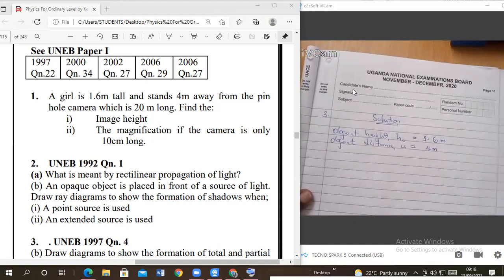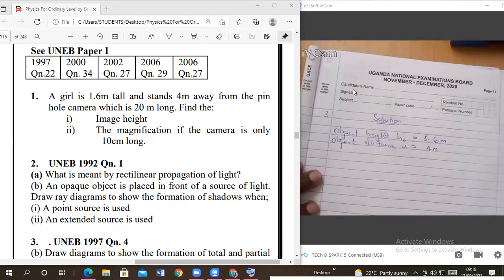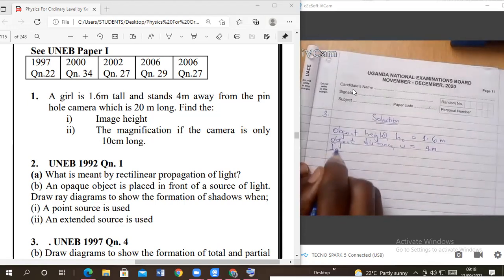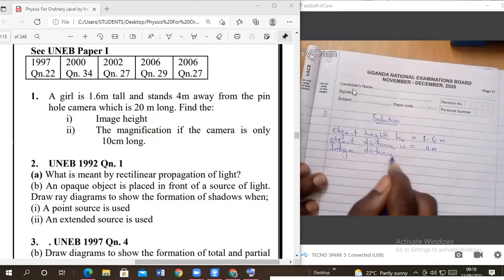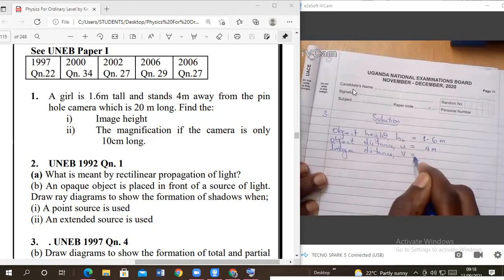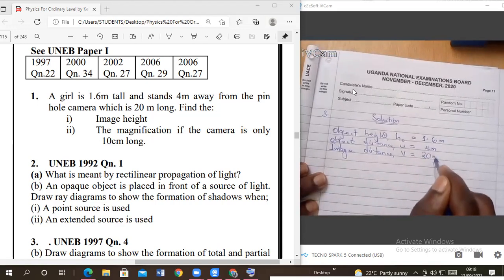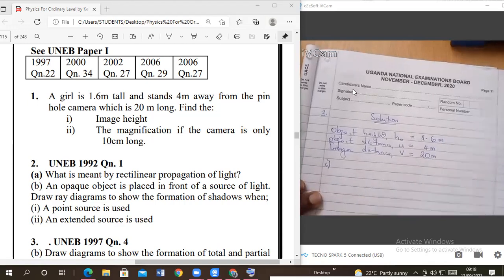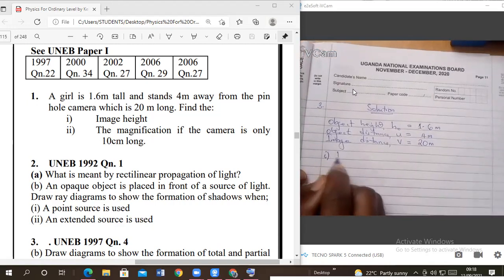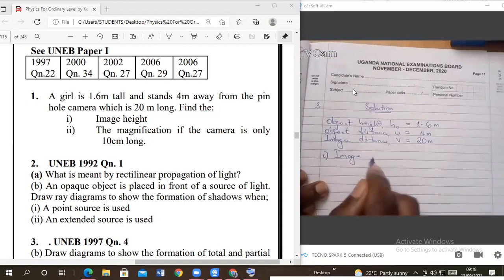Image distance. Good. Image distance V was given to be what? 20 meters. Then what do they want in Roman 1? They want the image height.